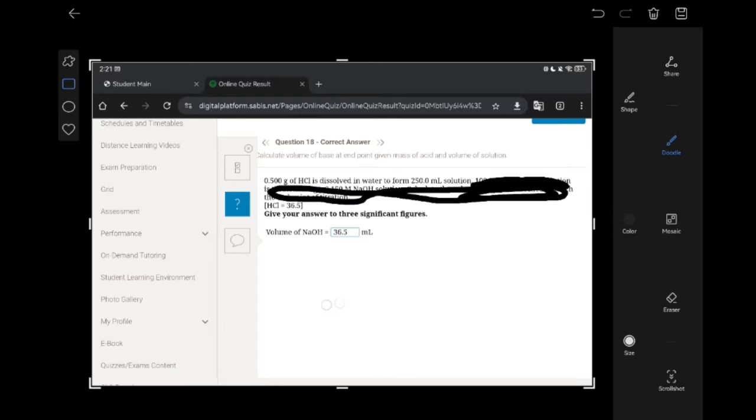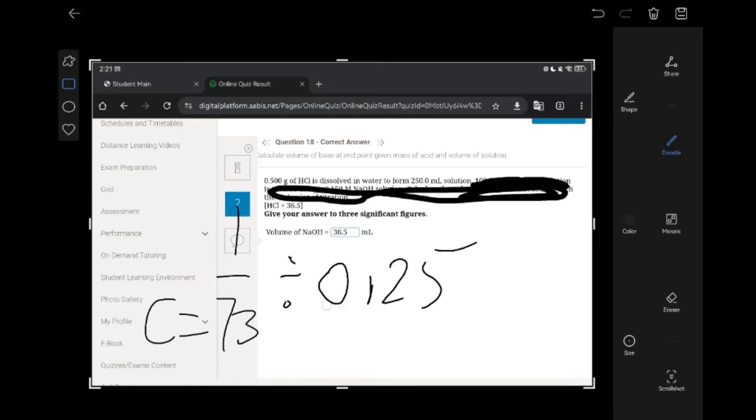So we know that C equals N over V. We already have N, we don't have V. We already have N and they gave us V. Now we're trying to find C. So C is equal to 1 over 73 divided by 0.25, or to make it easier, 1 over 4. Keep change flip. So 1 over 73 divided by 1 over 4 is 1 over 73 times 4 over 1.